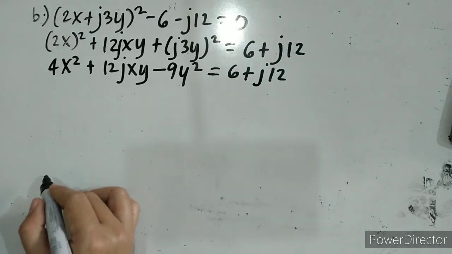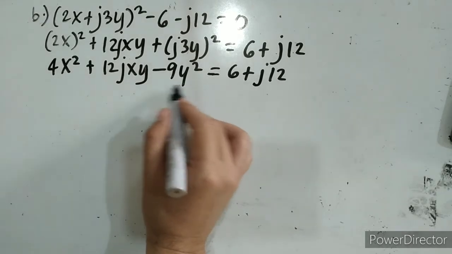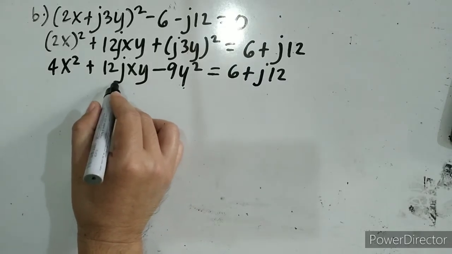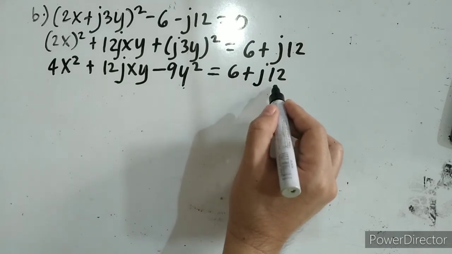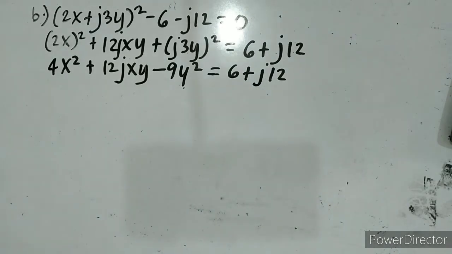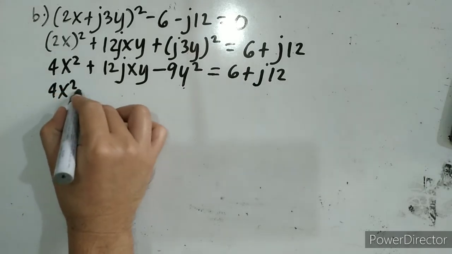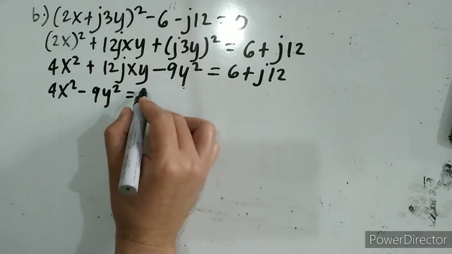Okay, so the real part is 4x squared minus 9y squared. And the imaginary part is the one having the j, which is the middle term. Here, the real part is 6 and the imaginary part is 12. So, Theorem 2 of complex numbers states that we can equate the real parts and we can also equate the imaginary parts together. So, 4x squared minus 9y squared equals 6.